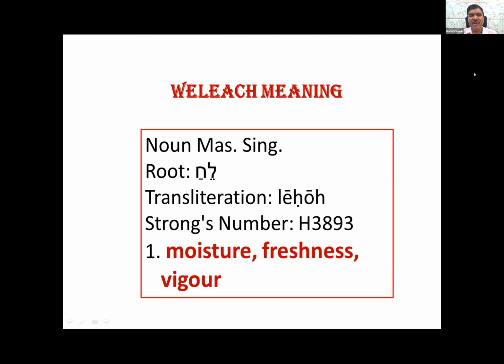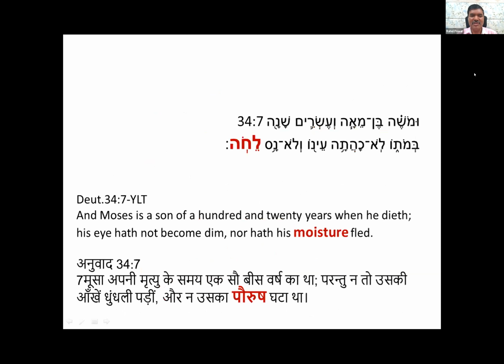Then I searched the meaning of Lack. Amen, Salak Velak. So Lack, the Hebrew meaning of the word, means moisture, freshness, vigor. And I found the scripture portion in Deuteronomy 34, verse 7. Umoshe ben me'ah ve eshrim shana. Now, this is a numeric. Moshe, you know, God's servant Moshe. Ben Mea means 100. Ve Eshrim, 20, Shana. And he was 120 years old.